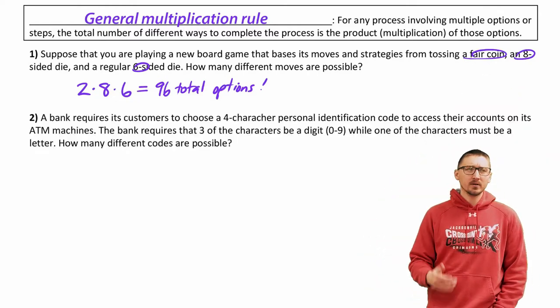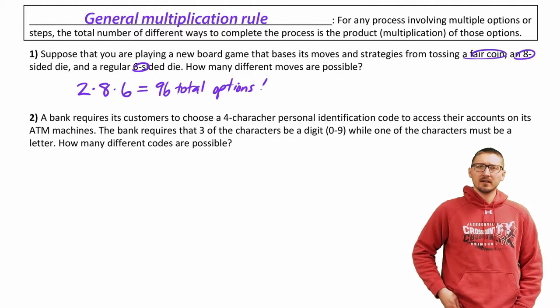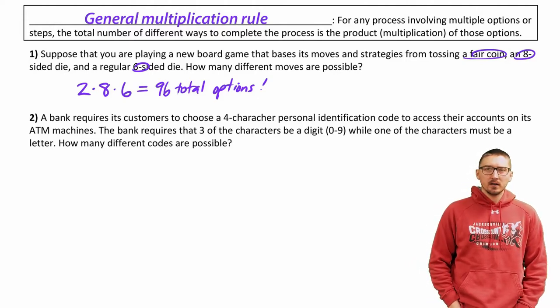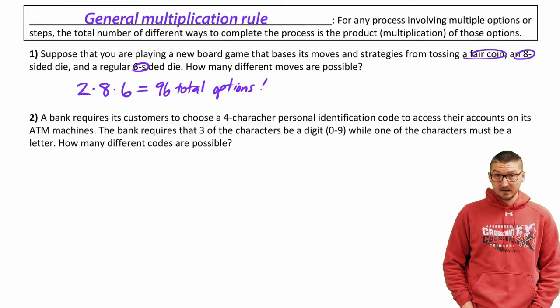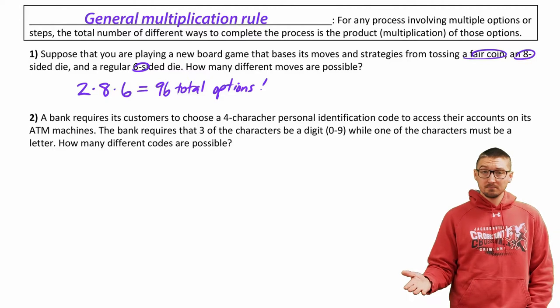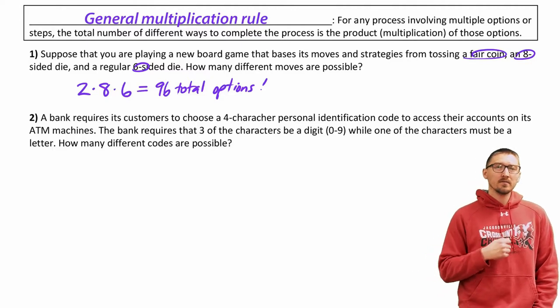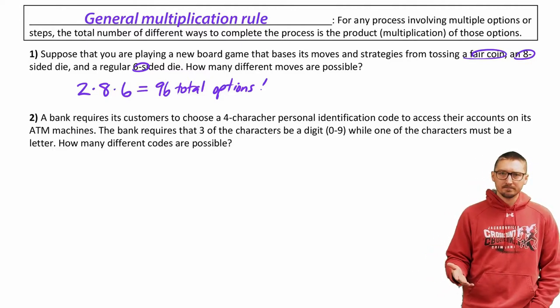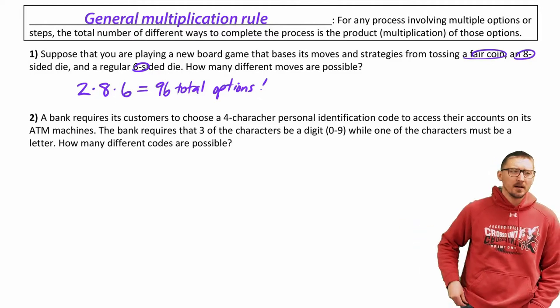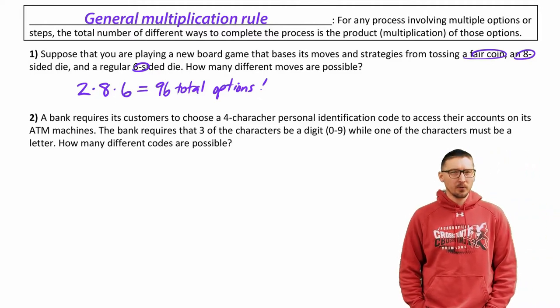This says a bank requires customers to choose a 4-character PIN number, a personal identification code, to access accounts on their ATM machines. Now, the bank requires that 3 of the characters be a digit, 0 through 9, while 1 of the characters must be a letter. And if you think about the alphabet, there are 26 different letters in our alphabet. So how many different codes are possible?